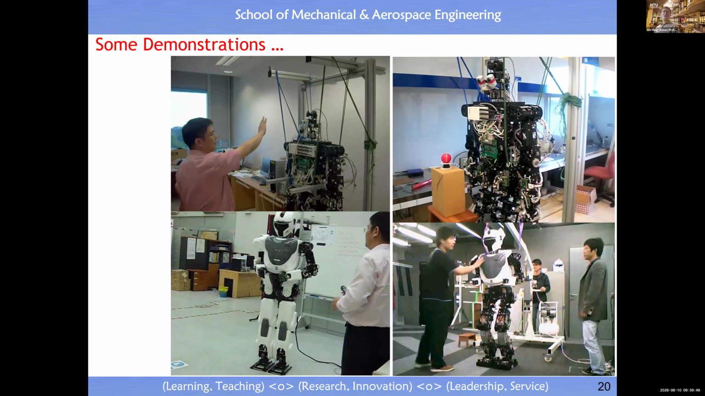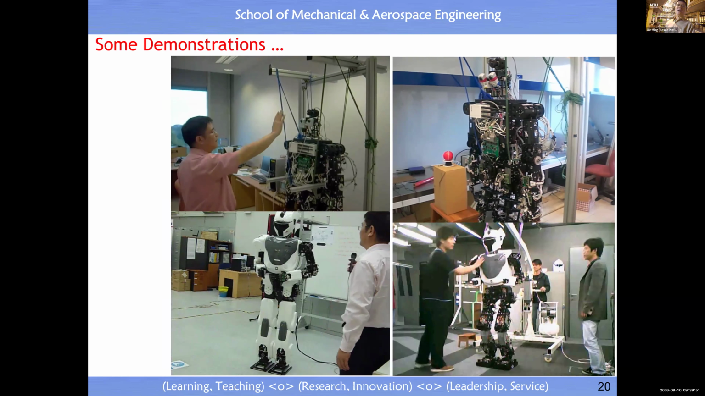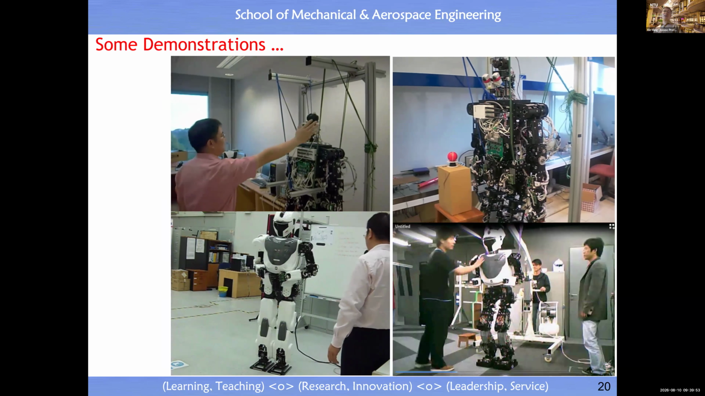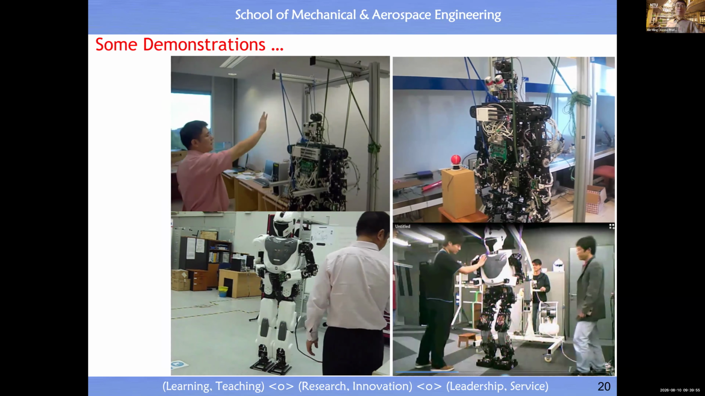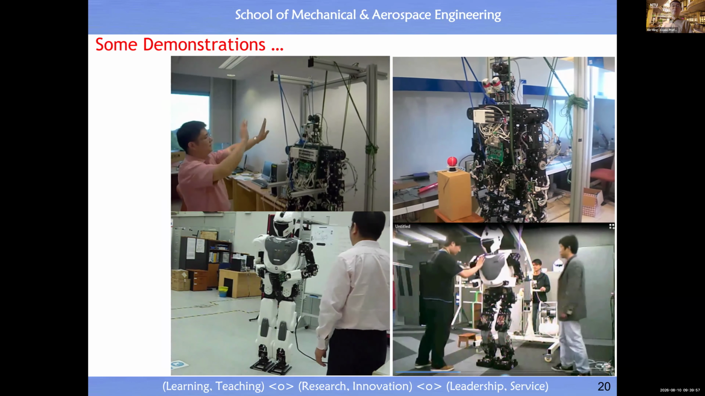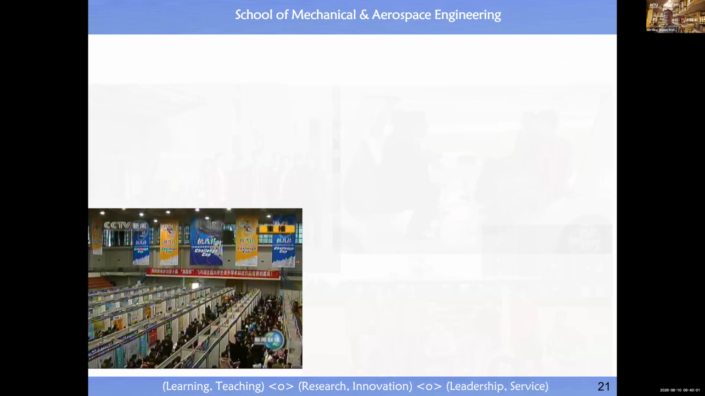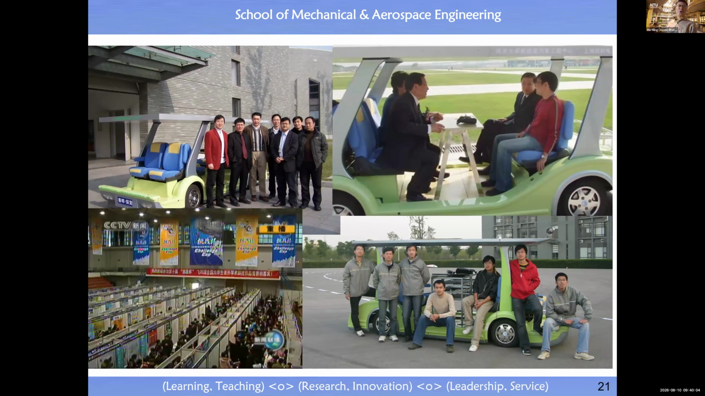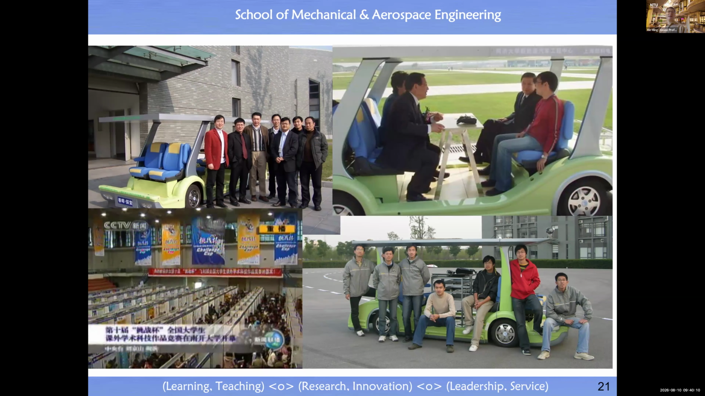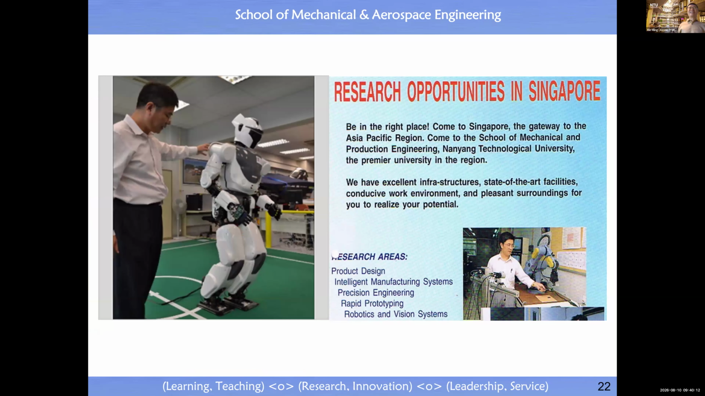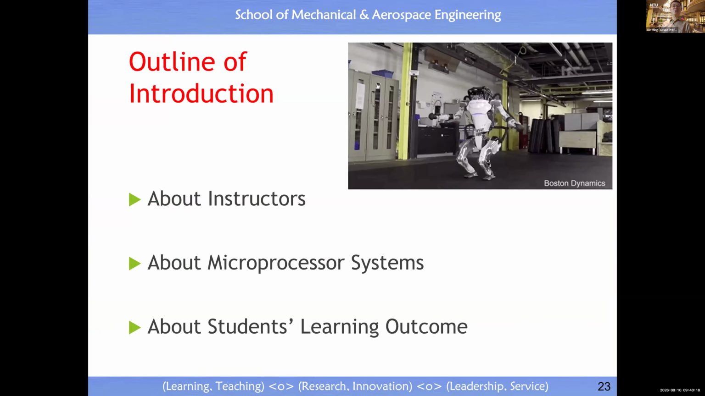This slide shows you some real demonstrations with our prototype of a humanoid robot, just for you to know. And this is an international cooperation for autonomous vehicles. I can skip this, though we can also demonstrate it a bit. Then this is publicity material used by the school to attract researchers to join our school.